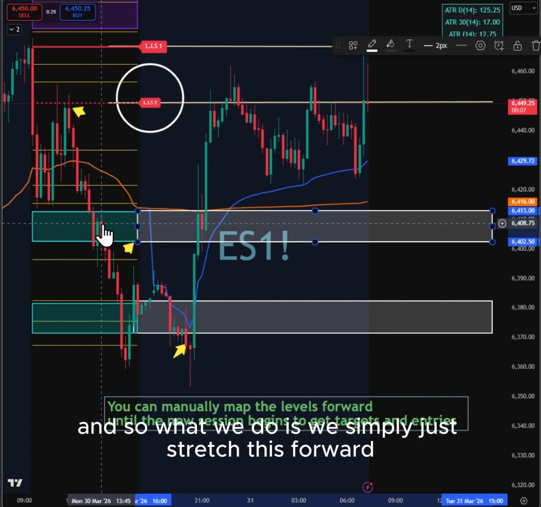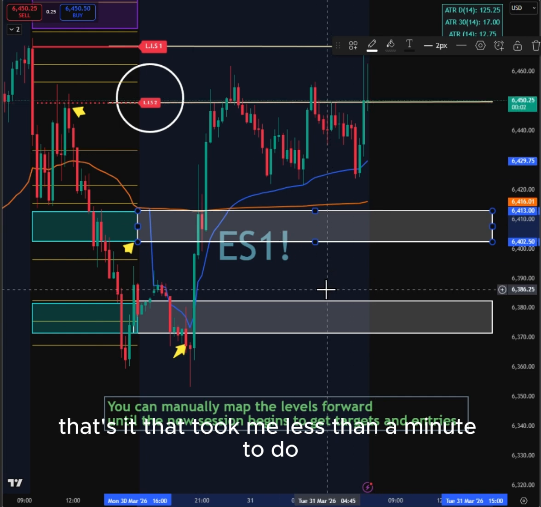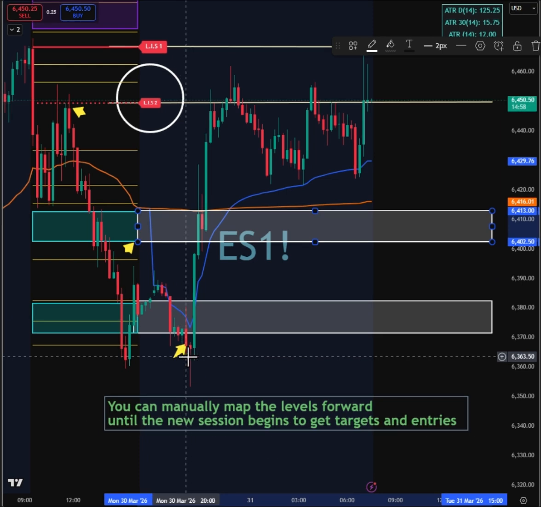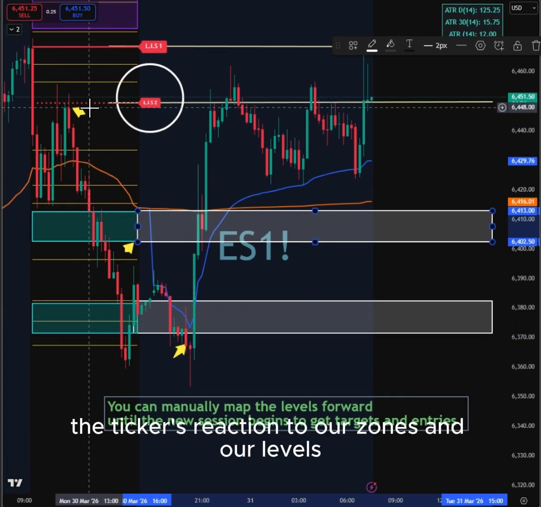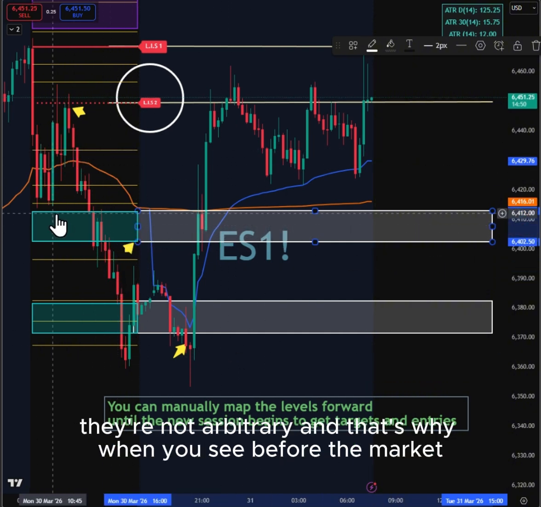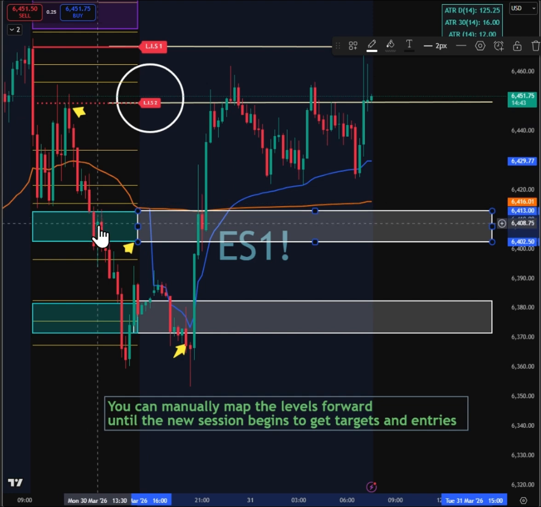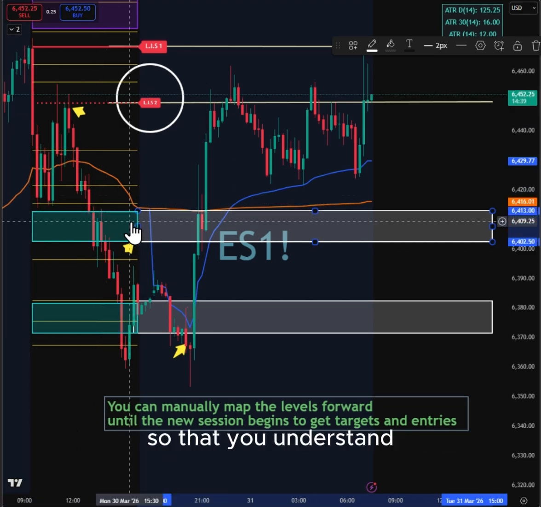And so what we do is we simply just stretch this forward. That's it. That took me less than a minute to do. And what we're looking for is the stock's reaction, the ticker's reaction to our zones and our levels. We understand these zones mean something to us. They're not arbitrary. And that's why when you see before the market, you can see how the market comes down close to the zone. At the zone, it reacts. Comes down. Now, how do you know? Again, we're going to talk about this ad nauseum so that you understand.